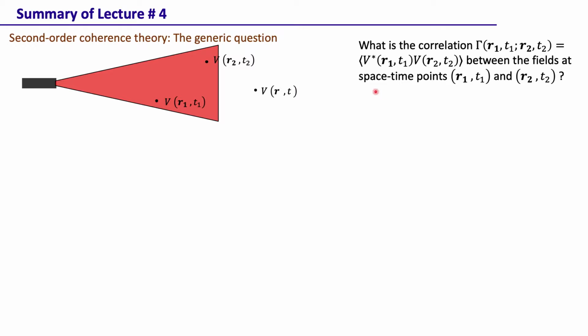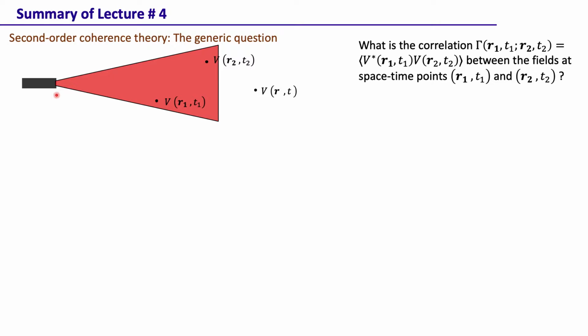This generic question is essentially that if I have a field, then in that field how are the field vibrations at the space-time points r1 t1 and r2 t2 correlated. That's the very generic question, and the quantity that actually quantifies it is this gamma function, the cross correlation function, which is the ensemble average of this quantity v star r1 t1 v r2 t2.